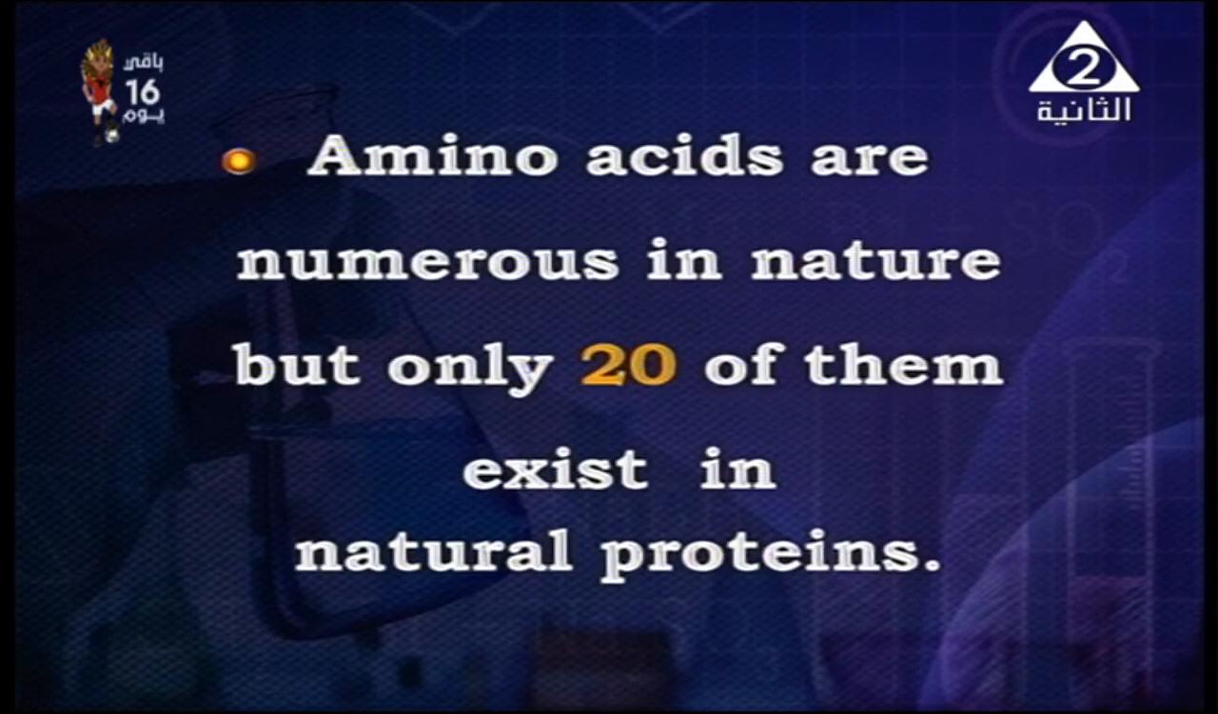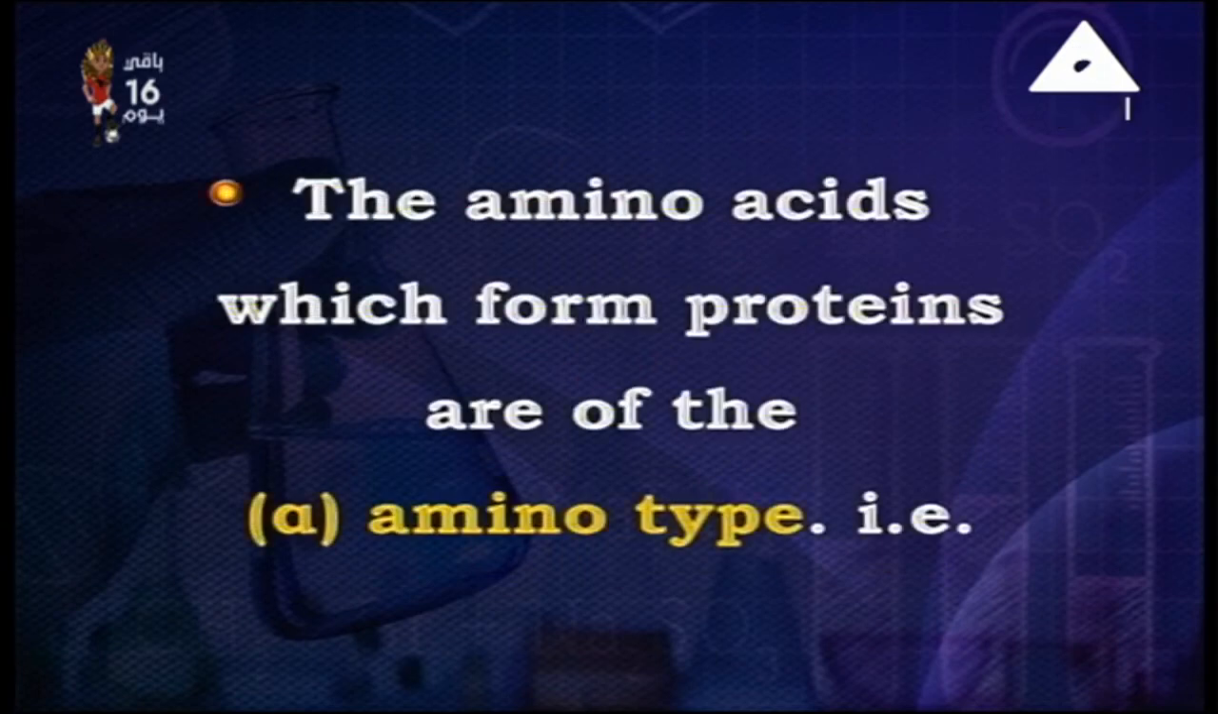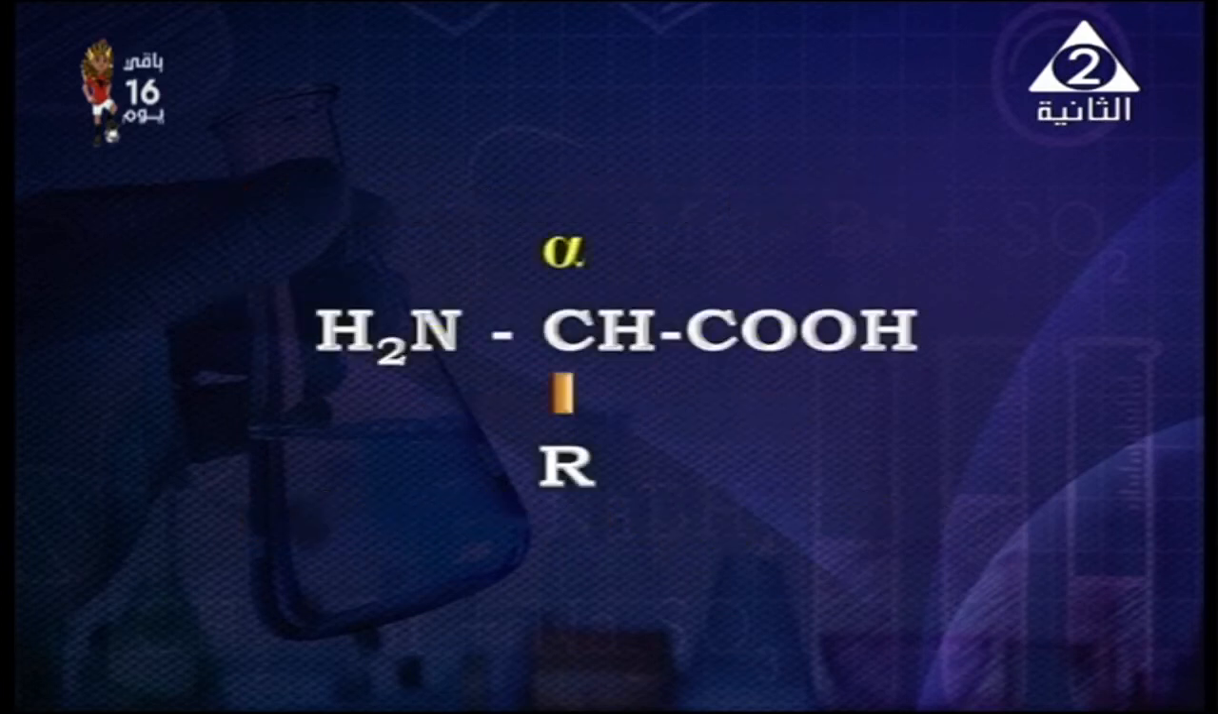Amino acids are numerous in nature, but only 20 of them exist in natural proteins. The amino acids which form proteins are of the alpha amino type. That is, as shown on the screen, the carbon that is attached to the amino group and contains a carboxylic group is called the alpha carbon.